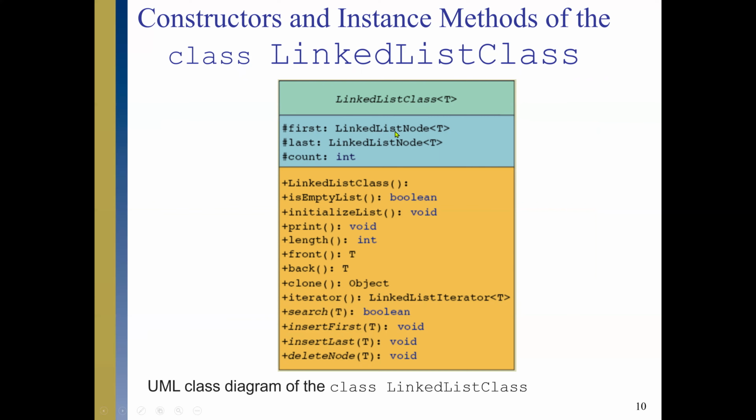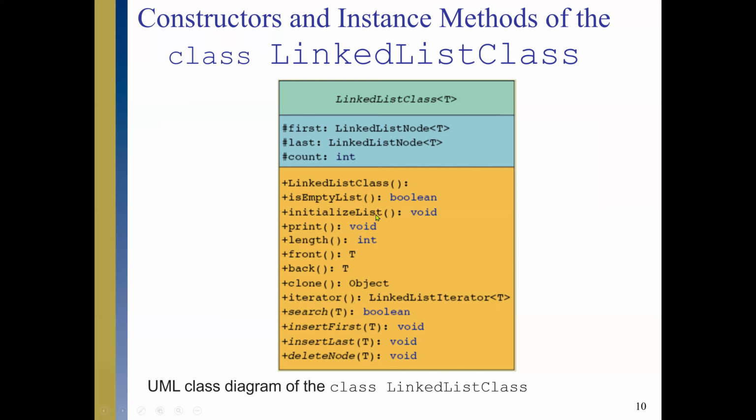First, we have the linked list node, the first and the last. These are the two addresses at the front and back. And also we have the count. This count will keep count of items in the linked list, or the number of nodes in the linked list. So we start with the constructor, also the default constructor. So we have the linked list class default. Our next method will check if the linked list is empty.